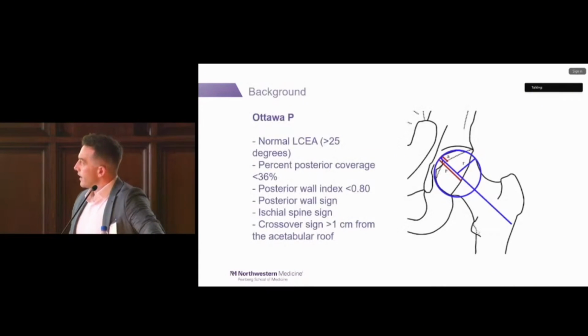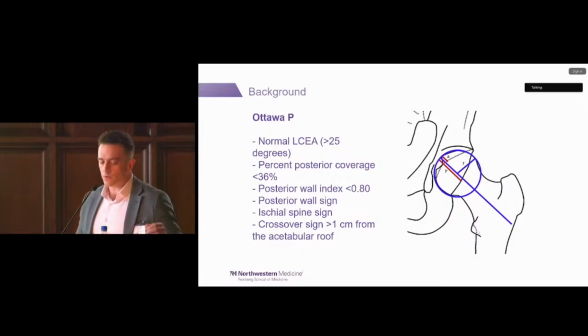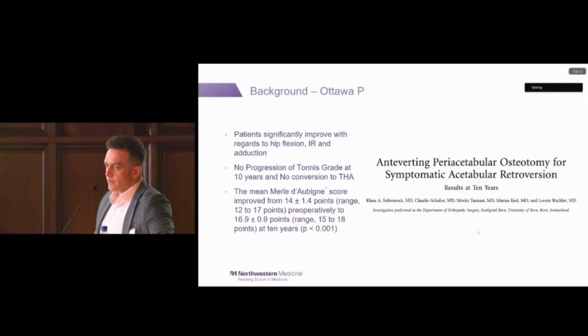And then on the other side of the same coin, so the retroverted sockets, normal lateral center edge angle, low volume posterior wall, with posterior wall index less than 0.8, and then some of your qualitative signs of retroversion, so posterior wall sign, ischial spine sign, and then crossover greater than 1 centimeter from the roof. This has been looked at with a number of different groups. The Burn group has 10-year outcome data on this, demonstrating significant improvements, improvements in range of motion, and no significant progression of tonus grade or conversion to tonal hip.